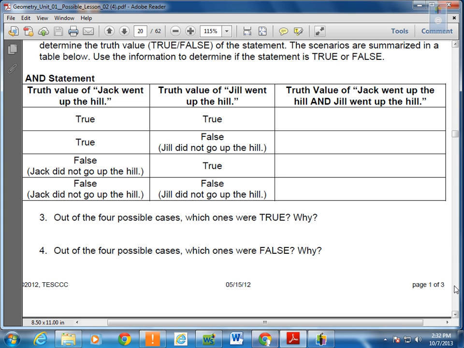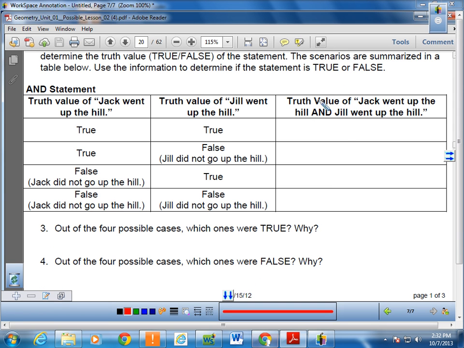Jack went up the hill, true. Jill went up the hill, true. The truth value of Jack and Jill went up the hill. Well, if Jack went up the hill, Jill went up the hill, then they both went up the hill, so Jack went up the hill and Jill went up the hill will be true.